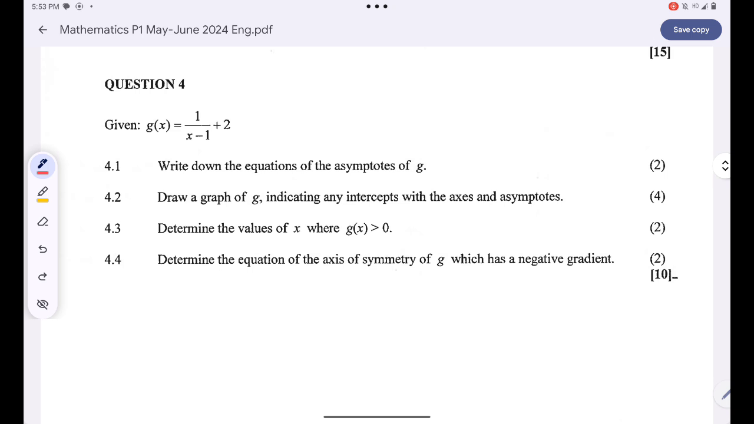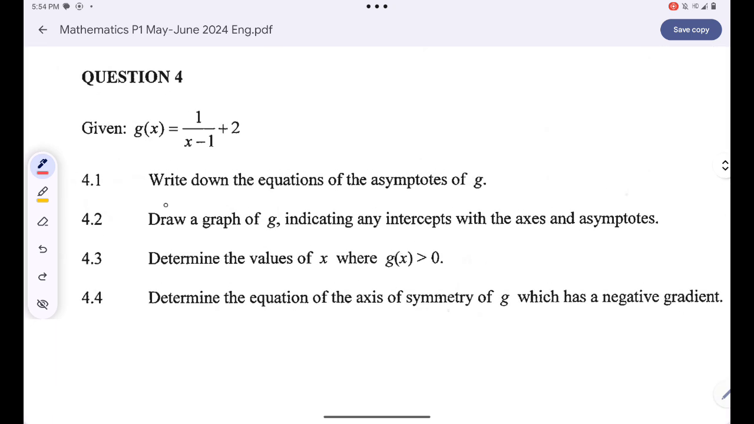Okay, we are given the equation of g of x, and g of x is a hyperbolic function. A hyperbolic function has two restrictions: a vertical asymptote as well as a horizontal asymptote. So for the first question, they want us to find the equation of the asymptotes.